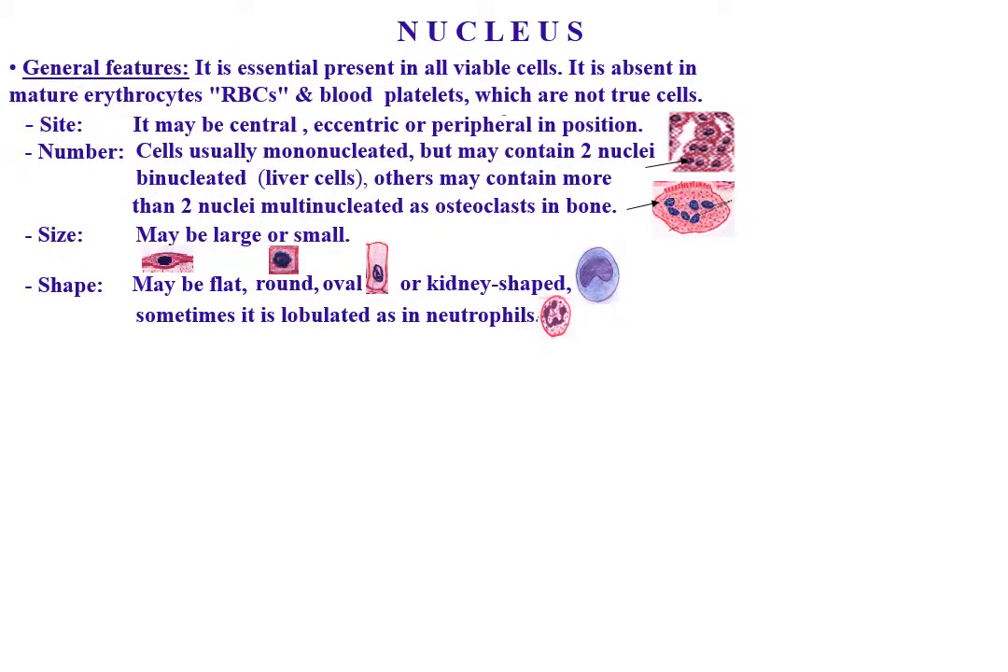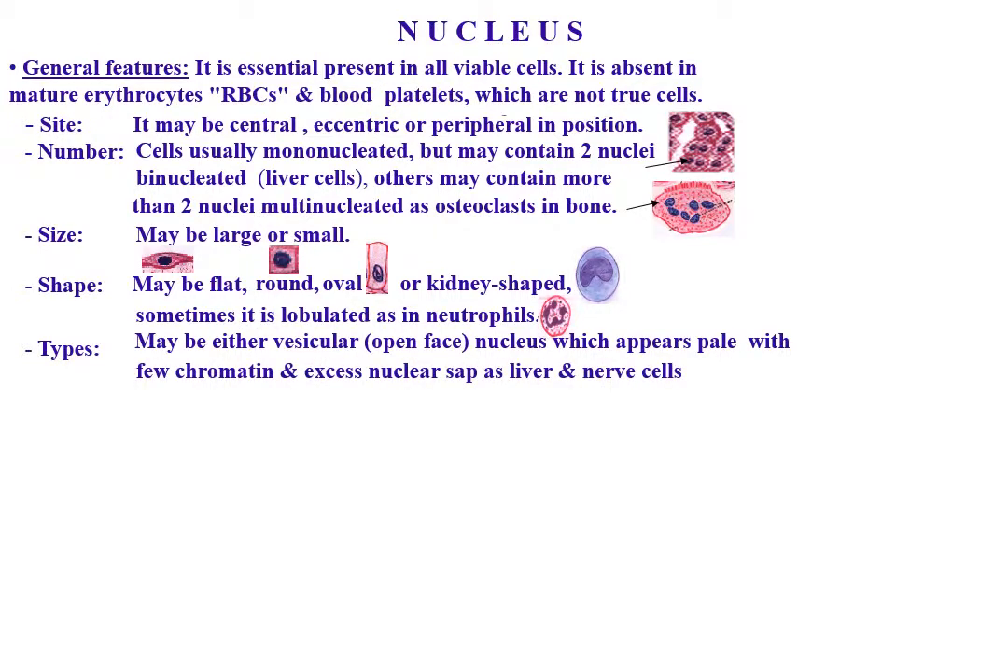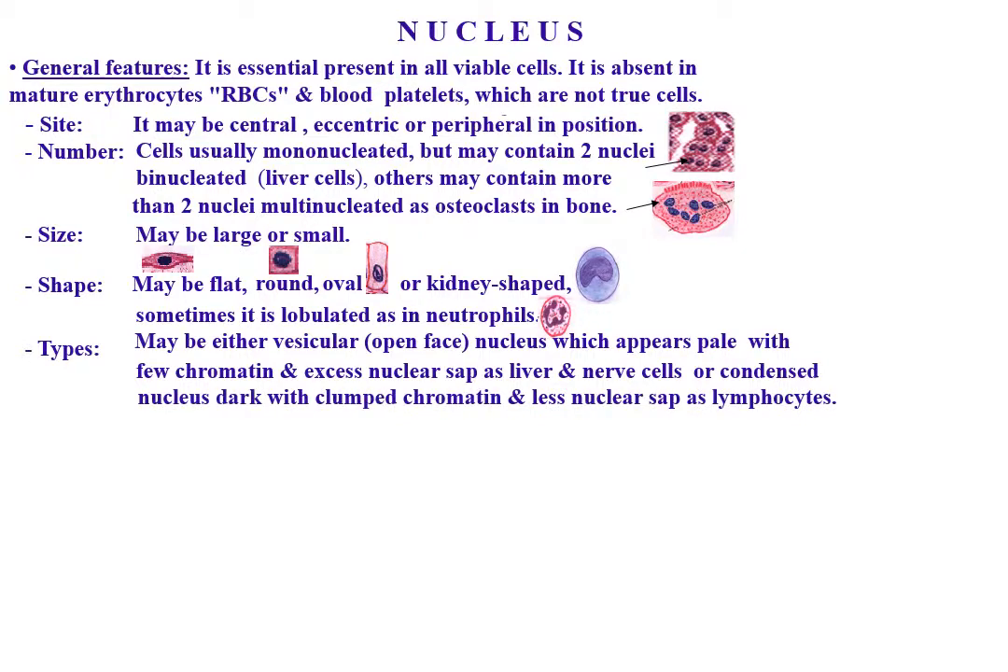Types. The nucleus may be either vesicular, also called open-face nucleus, which appears pale with few chromatin and excess nuclear sap, as in liver and nerve cells, or condensed nucleus, which appears dark with clumped chromatin and less nuclear sap, as in lymphocytes.